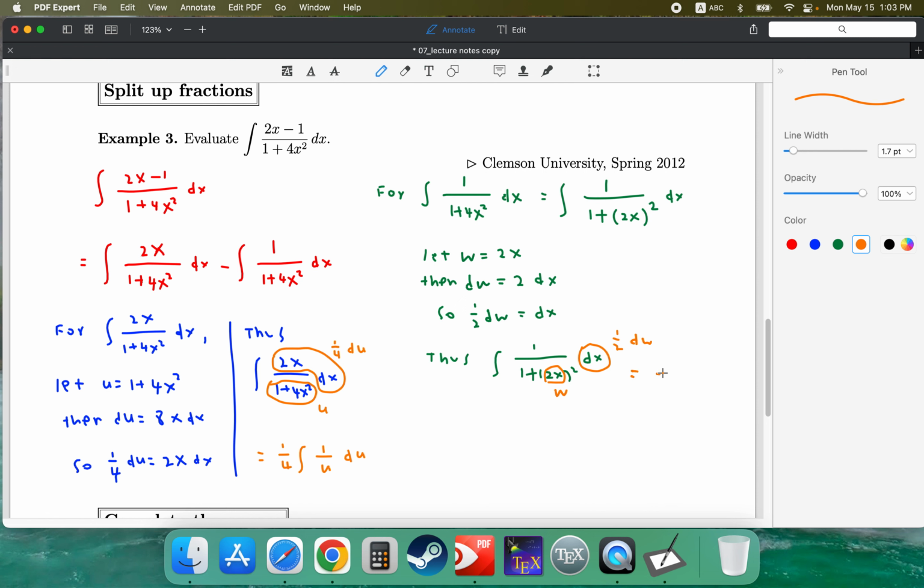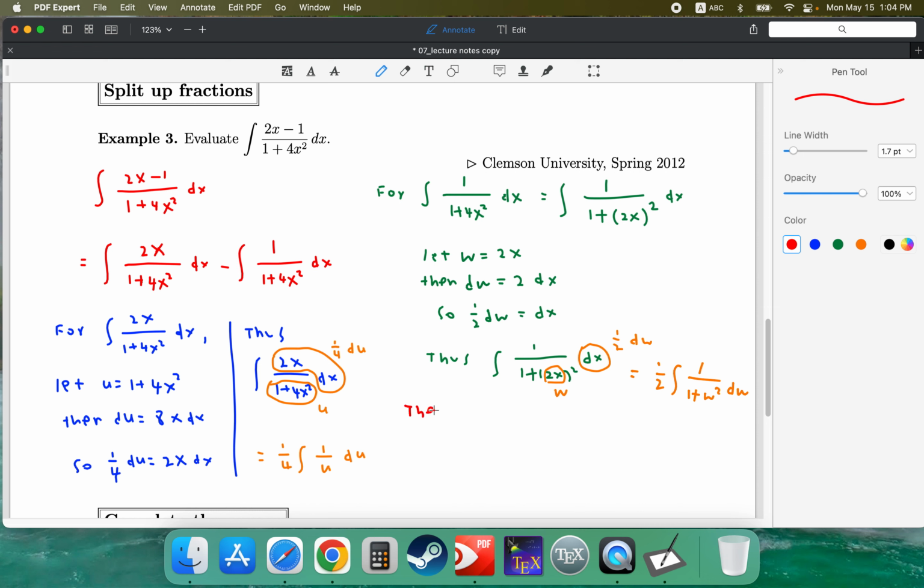So this will become 1/2. 1/2 is a constant, take it out. 1/2 times the integral of 1 over 1 plus w squared dw.